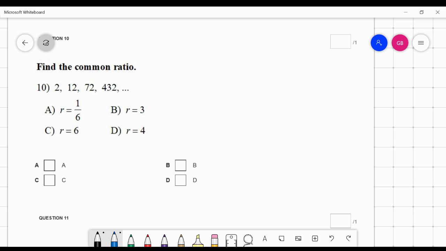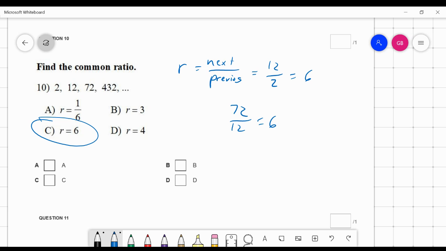Common ratio. With a common ratio, you divide the next term by the previous. So any two consecutive terms you divide. So 12 divided by 2 is 6. So any two would have worked. If you would have said 72 divided by 12, that's also 6. But of course, easier to just divide 12 by 6.